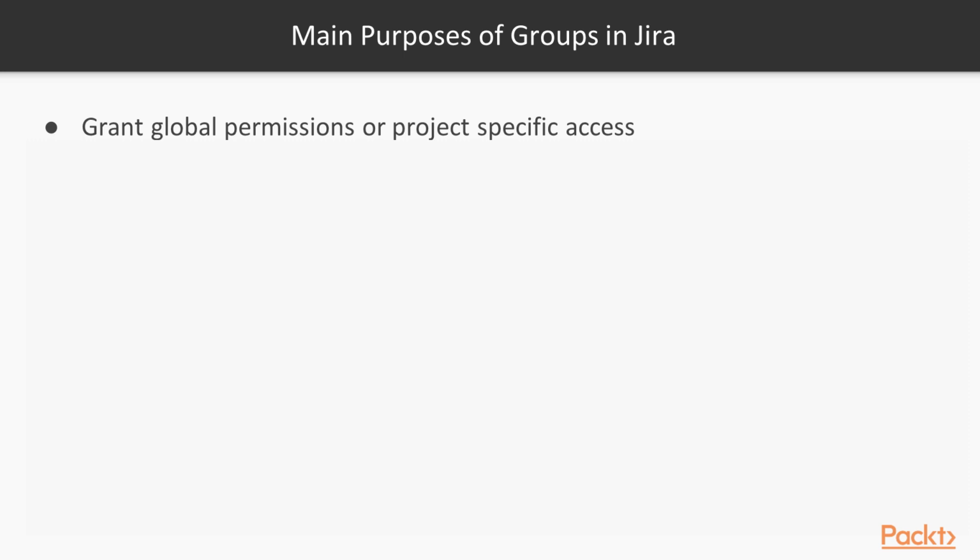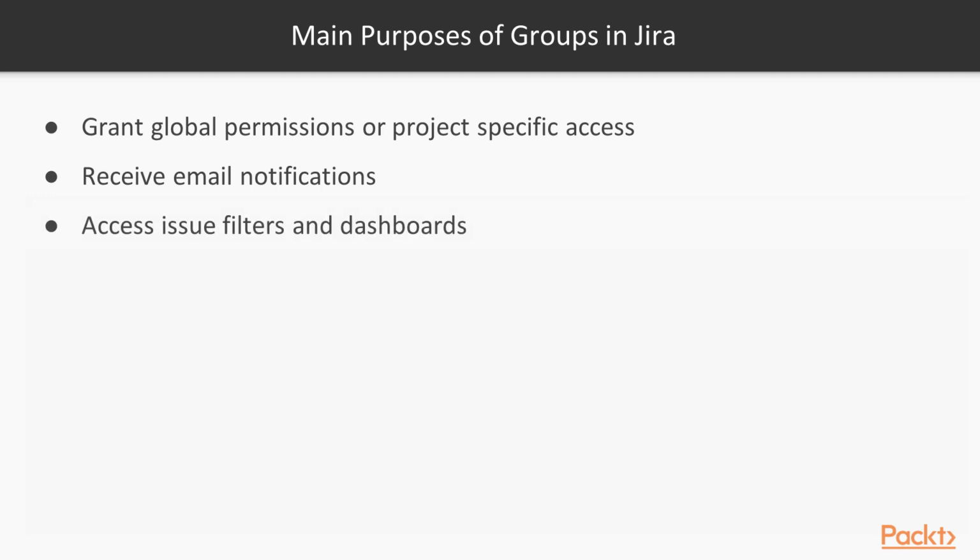A group in Jira is simply a collection of users, and it is being used for five main purposes. First, groups allow you to unite users in a group and grant them global permissions or project-specific access. Second, you can subscribe a group to receive notifications triggered by some event, for example, the creation of an issue. Third, you can manage access to issue filters and dashboards using groups.